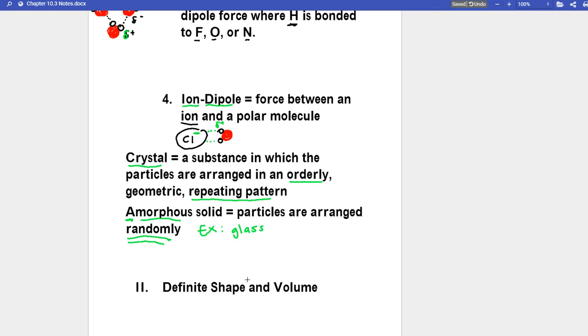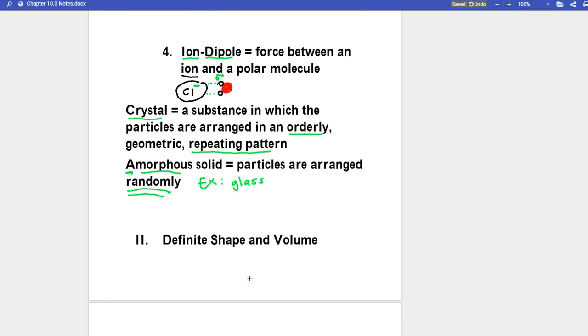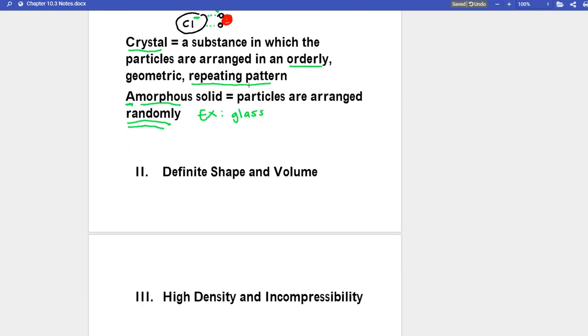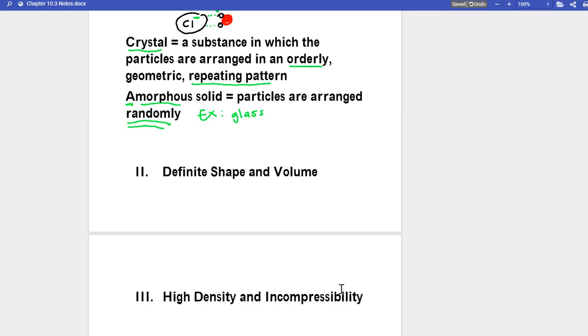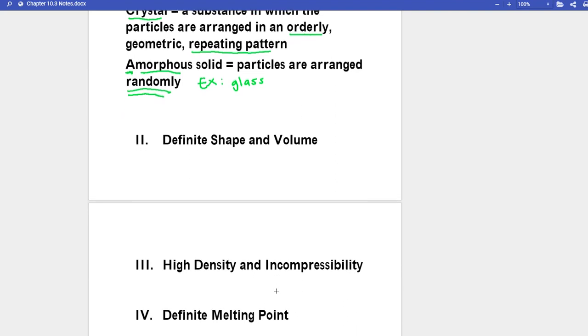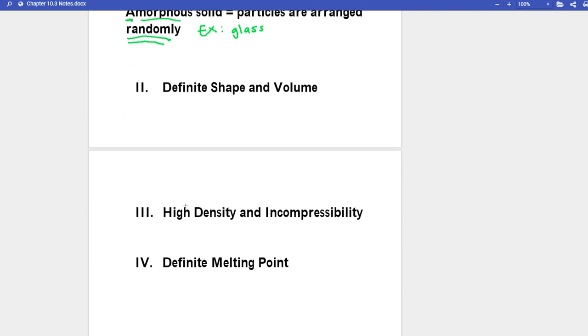Okay. Last but not least, solids have a definite shape and definite volume. So over here, when we were looking at our diagram, solids had definite shape and definite volume. Okay. They have high densities and they're incompressible because they are touching, just like our liquids were touching. So they have a high density. Usually, solids have a higher density than liquids, except with water's case.